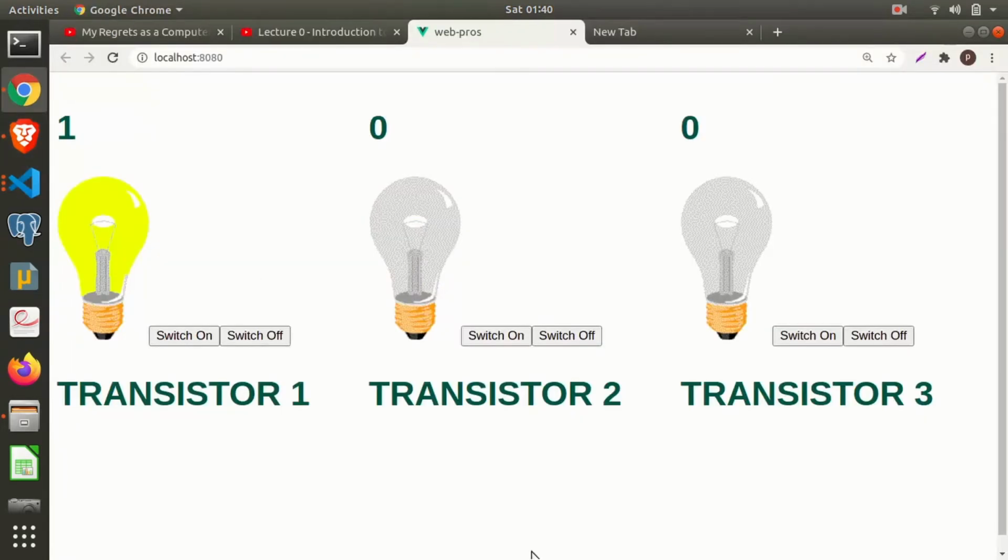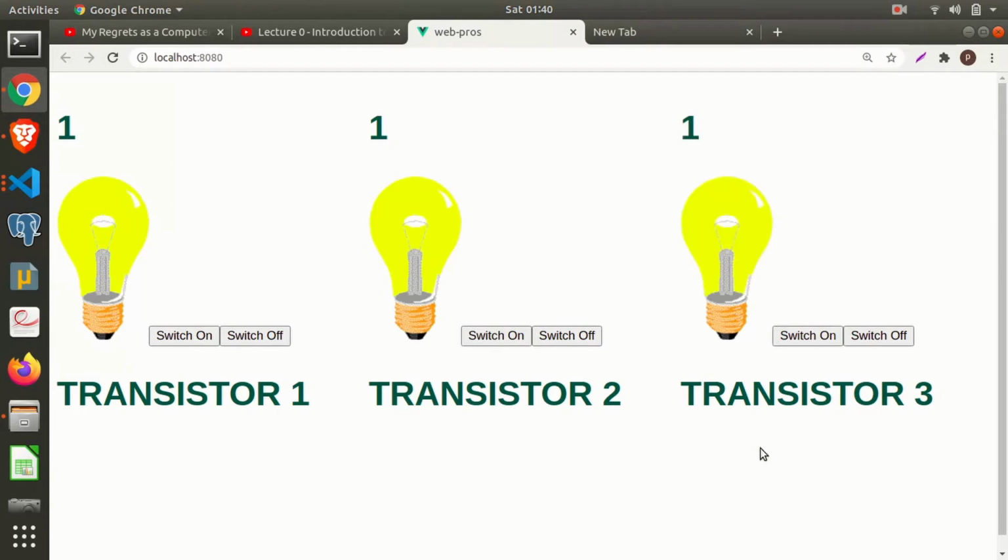Now 4 is represented as 1 0 0. To represent 5, we switch on the third bulb, 1 0 1. To represent 6, we switch on the second bulb and the first bulb, 1 1 0. To represent 7, we switch on all the bulbs, 1 1 1.